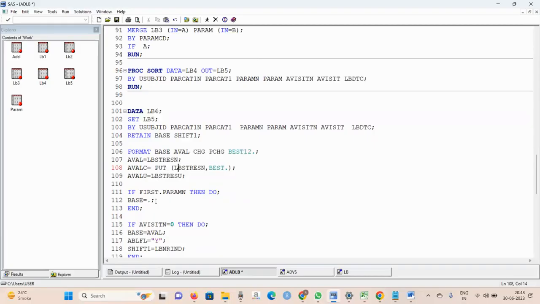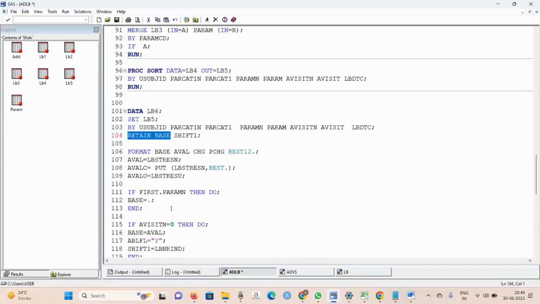So first I keep the first dot parameter, which is the first observation in each parameter. Because each parameter has multiple records, right? For ALT you can see almost 32, something like that. So if you have first dot parameter, then base equal to missing. Once you write this statement and you keep all those observations, the base should be missing, just a period there. So I retain the base.